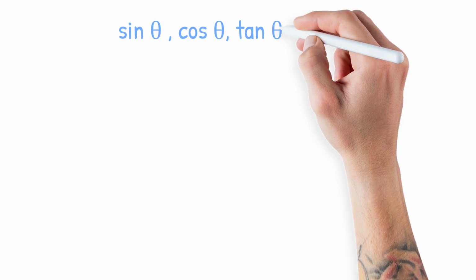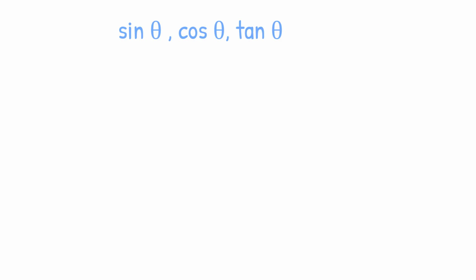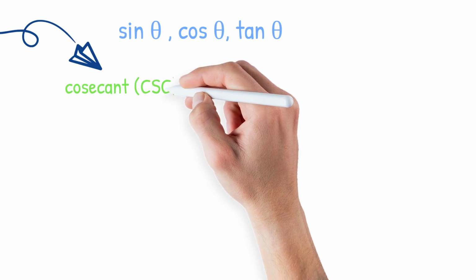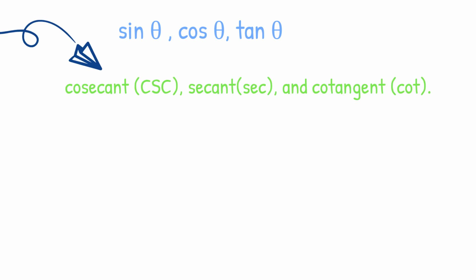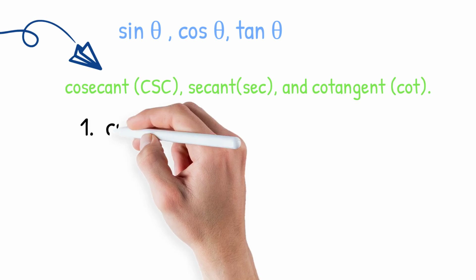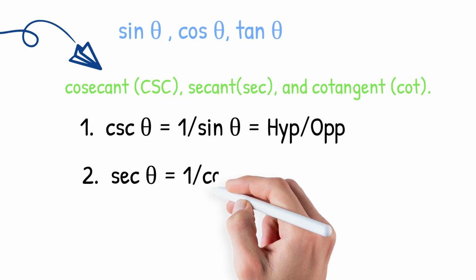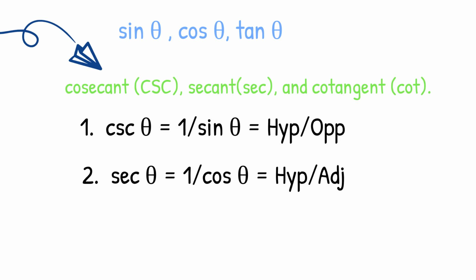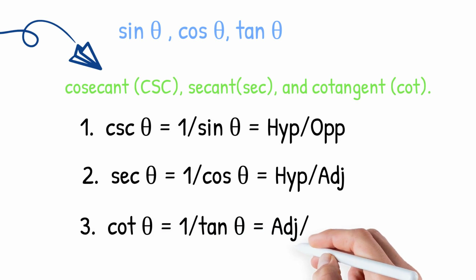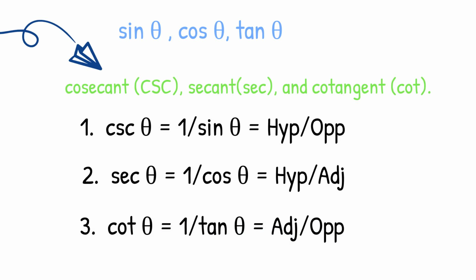We've learned the three main trigonometric ratios, sine, cosine, and tangent. But there's more. Each of these has a reciprocal partner, cosecant, secant, and cotangent. Let's see how they're related. Cosecant is 1 over sine, that's hypotenuse over opposite. Secant is 1 over cosine, hypotenuse over adjacent. And cotangent is 1 over tangent, adjacent over opposite.